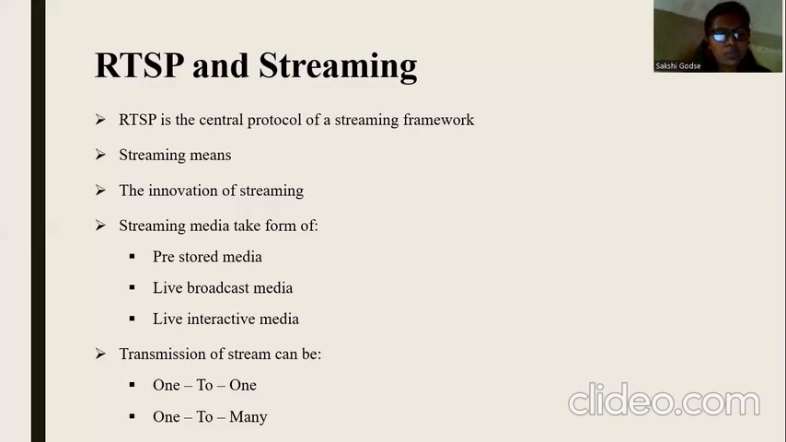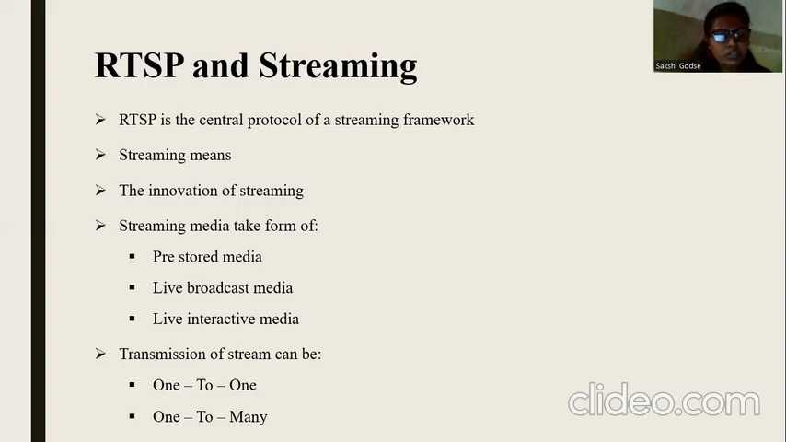Next is live broadcast media. The content is streamed as it happens straight to the user. And in live interactive media, such as video conferencing, each user might produce their own stream and there isn't control by one broadcaster. So there are some types of stream transmission, which can be one to one, also known as point to point.